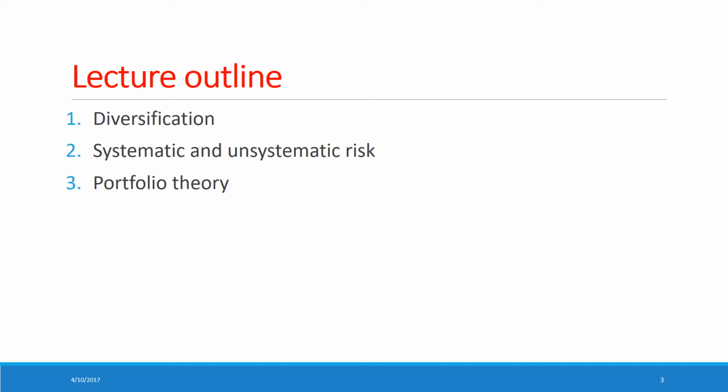The lecture contains 3 parts. In the first part, we look at diversification. We introduce the concept of diversification, or combining different assets in a portfolio so that we can reduce the total risk of the portfolio. Stemming from diversification, we then have systematic risk and unsystematic risk. So in part 2, we introduce the concepts of systematic risk, unsystematic risk, and how they are related. Finally, in the third part, we introduce modern portfolio theory.